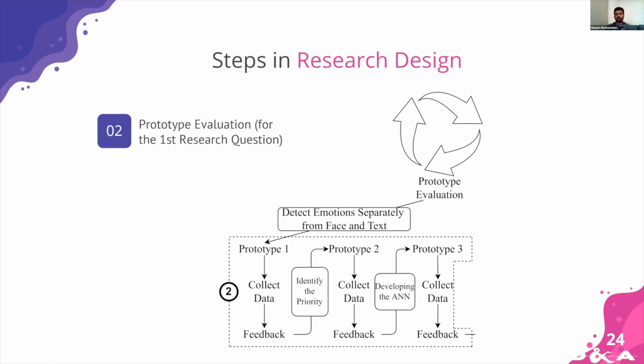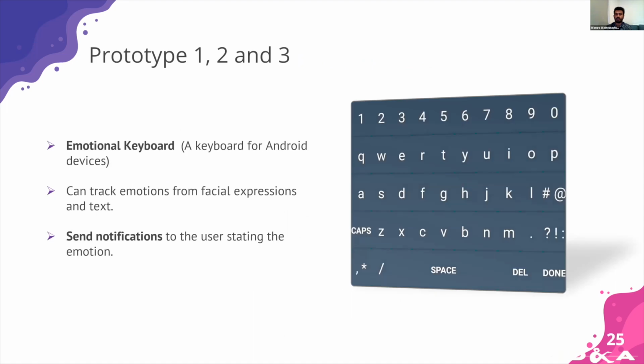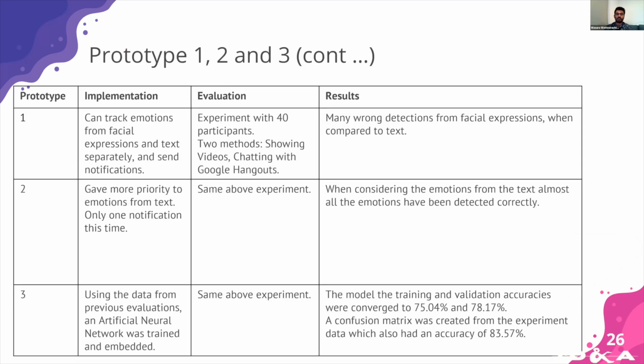And we have done the prototype evaluation. First we developed prototypes 1, 2, and 3. It was an emotional keyboard, named Emotional Keyboard, which can track emotions from facial expressions and text and send notifications to the user stating the emotion. So this is a summary of prototypes 1, 2, 3. All 3 prototypes use the same emotional keyboard and the same evaluation process, but the notification process was changed a little bit. From these three, prototype 3 was the most successful, which was developed using the data collected during the prototype evaluation from 1 and 2.